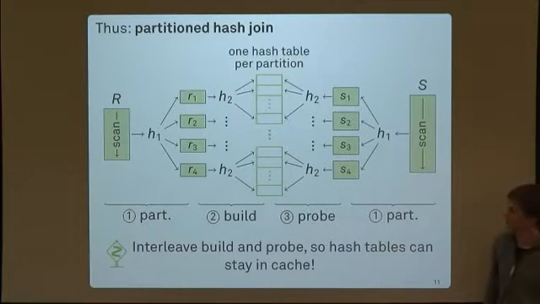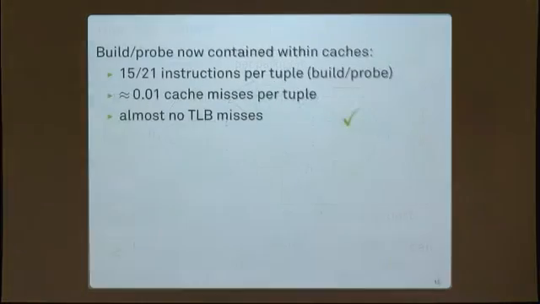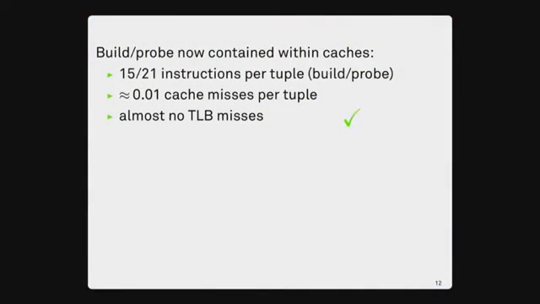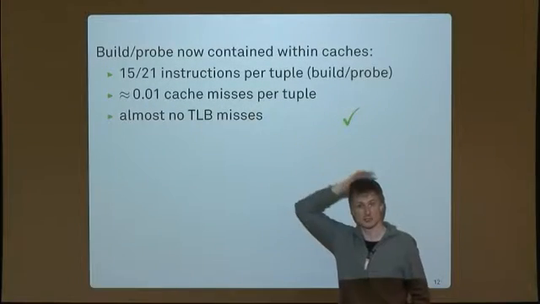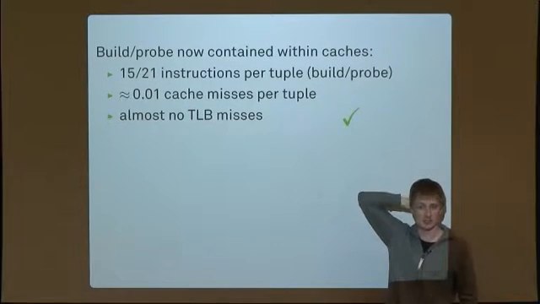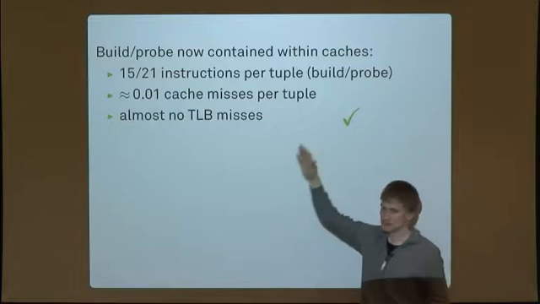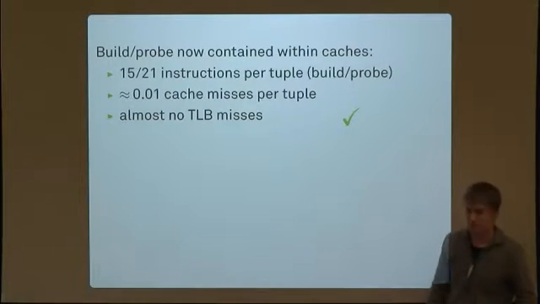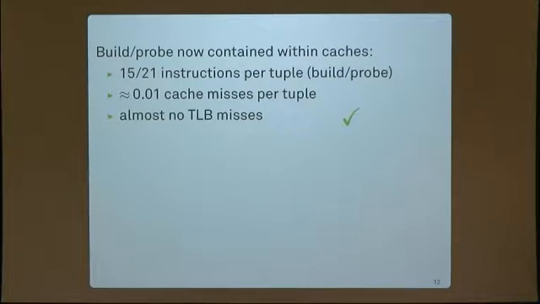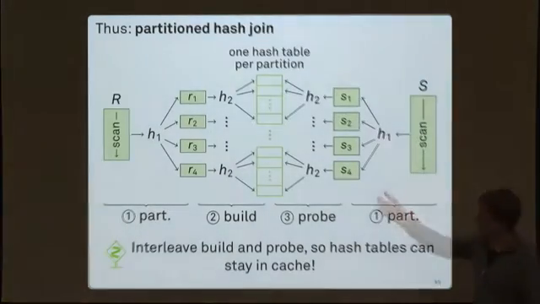So in the next slide, you said there's 0.01. It's basically, of course, you always do get some, right? There's always some compulsory misses. But how do you avoid misses during probe? During probe, everything's in the cache.